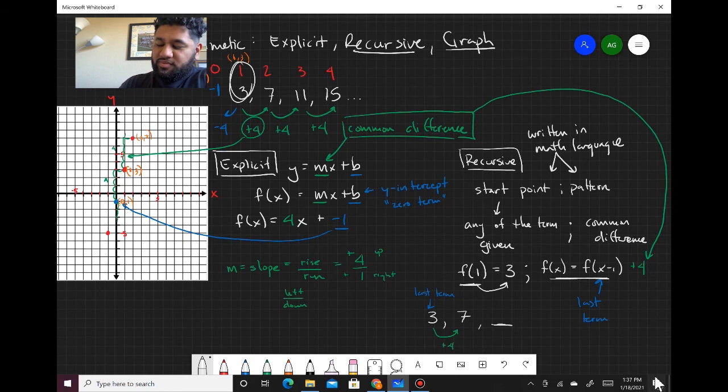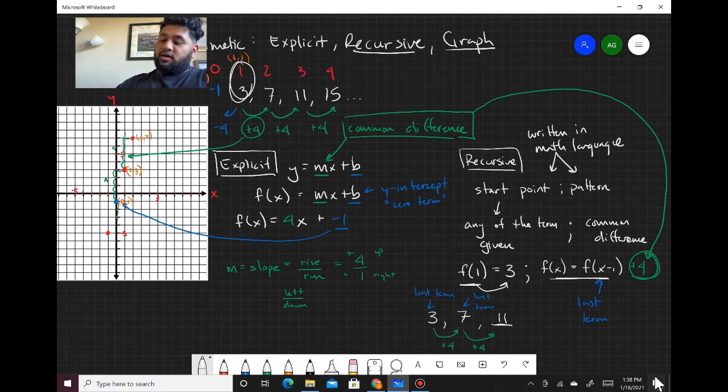Make sense? And then if I want the third term, what am I gonna do? Well, now 7 is my last term. And what am I gonna do to 7? I'm gonna add 4, which is this part of the equation, to get 11, all right?